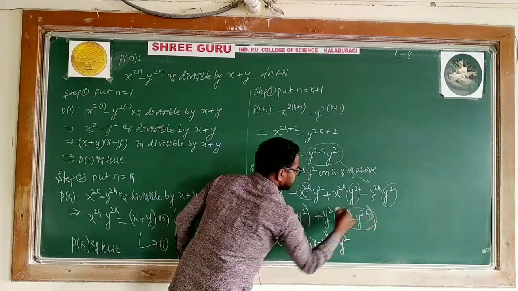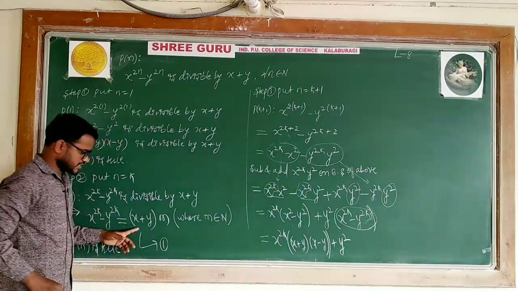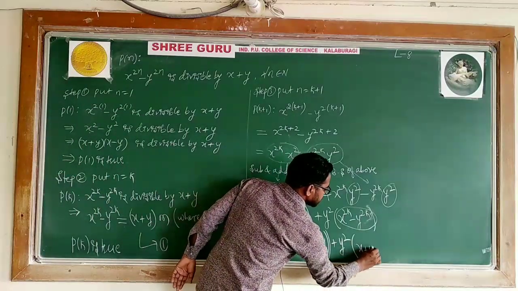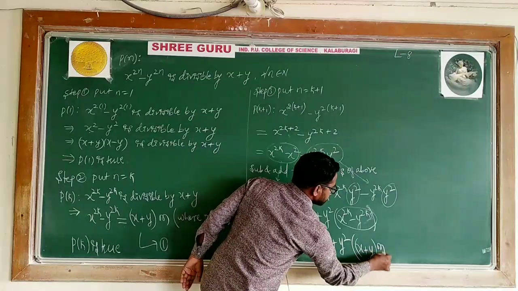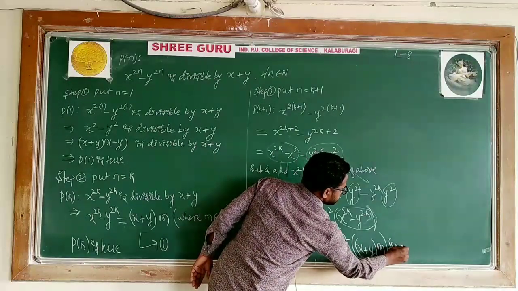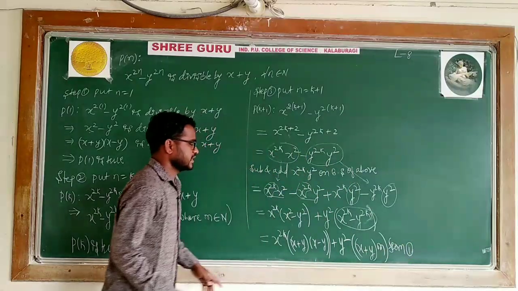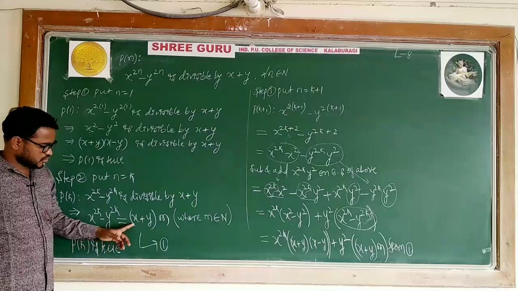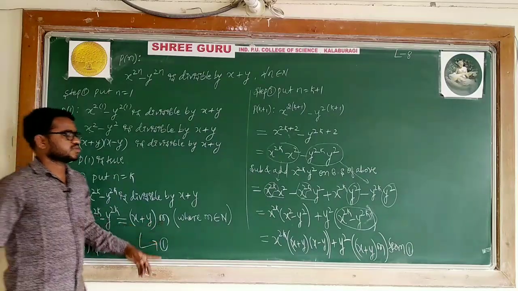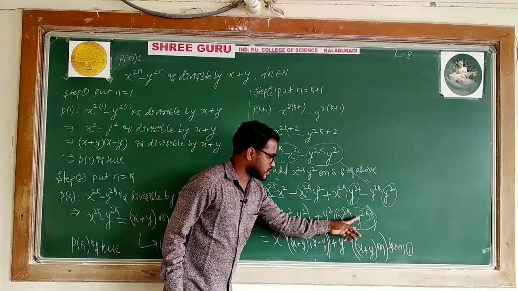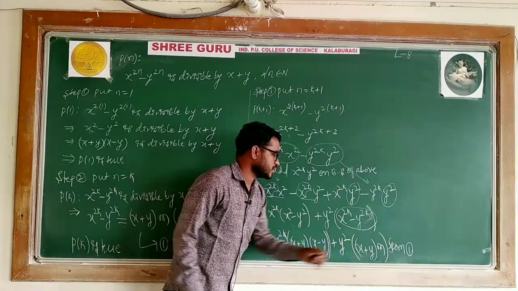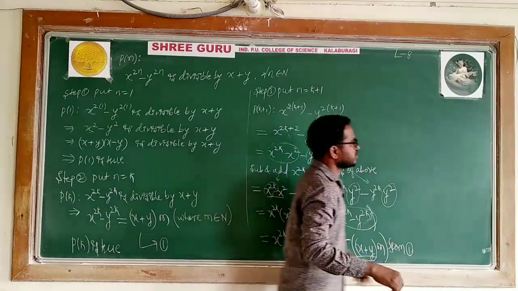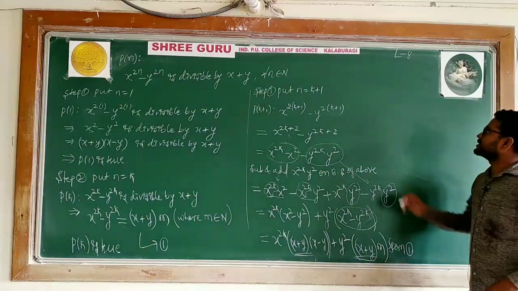x square minus y square can be written as x plus y into x minus y, plus y square, and this whole thing is considered as what? From equation 1, this can be written as x plus y into m. What I did, see: x to the power 2k minus y to the power 2k is equal to x plus y into m. So I took this value. What is the common here? x plus y is common. For this reason I am adding and subtracting.